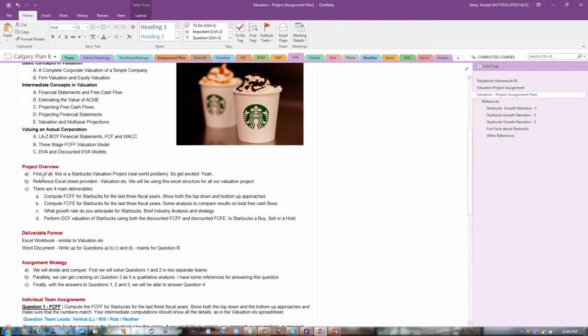The project overview is we are dealing with a real world problem, the Starbucks valuation project. The Excel sheet that we are going to use, which is one of the deliverables, is actually the Excel sheet provided by the professor, and he's using that Excel sheet for the Lazy Boy valuation. So we're going to use the same template and follow through, and I hope the class this weekend is going to explain much about how to use this Excel sheet.